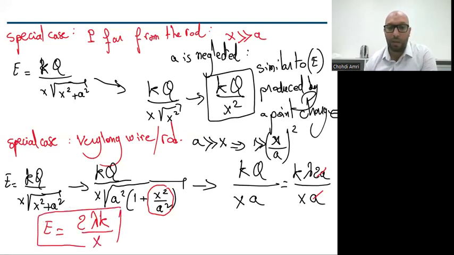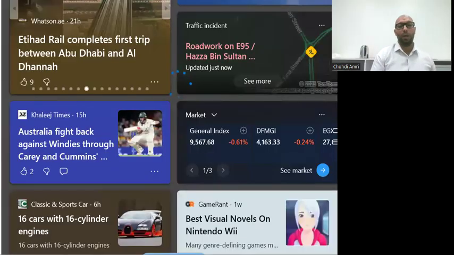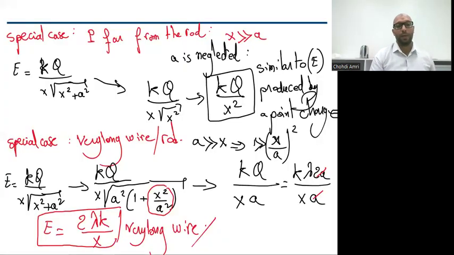You see that all the terms in this electric field are constant except this x. So when we are talking about a very long wire, only the distance from this very long wire to the point P affects the electric field. That's very nice. So this is the case when we have a very long charge. Good, so we are done with the second example. Let me explain the third example.